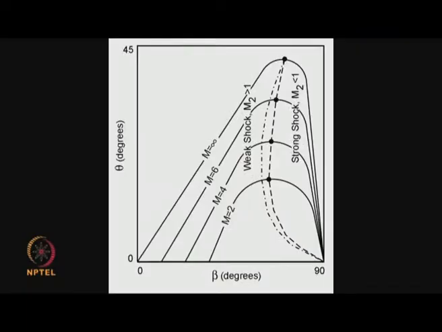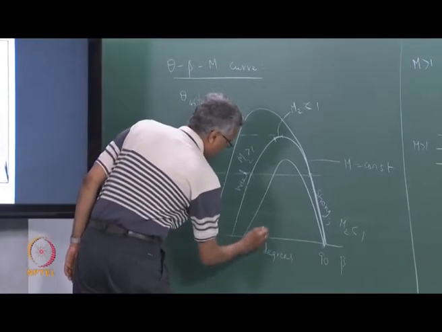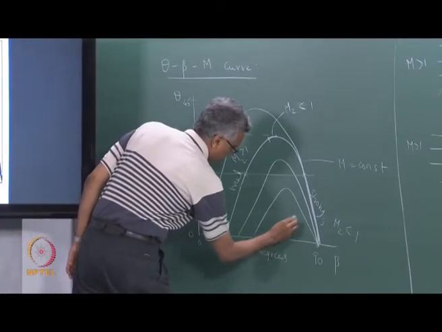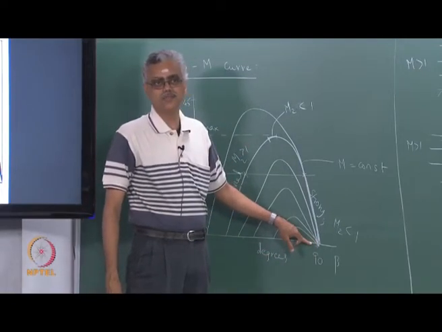Notice that as M approaches 1, the shock becomes infinitesimally weak. So the curve keeps collapsing like this, right, and for M equal to 1 you will not get anything, it becomes an acoustic wave.